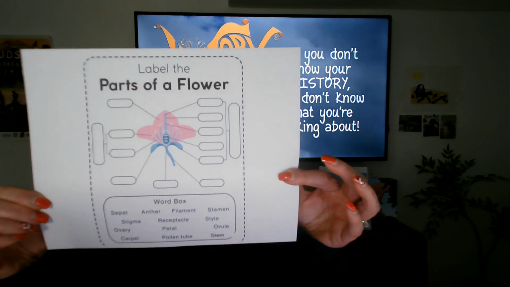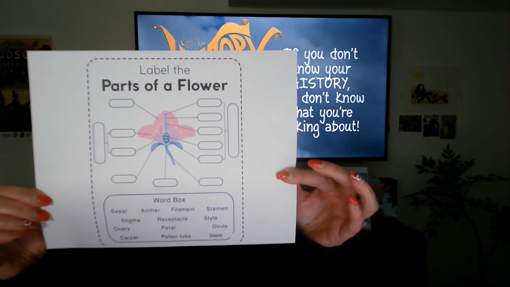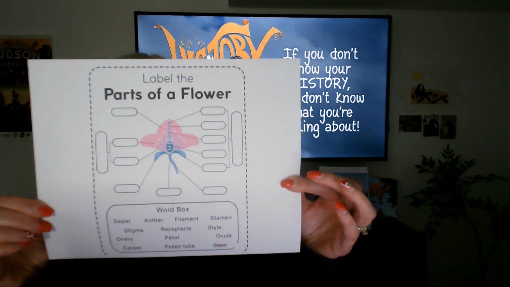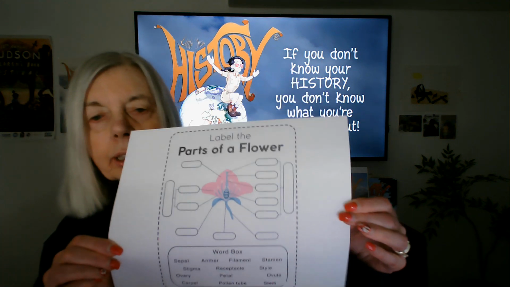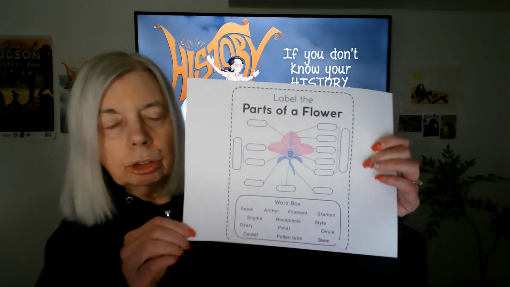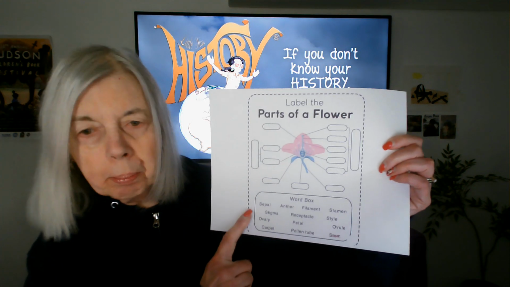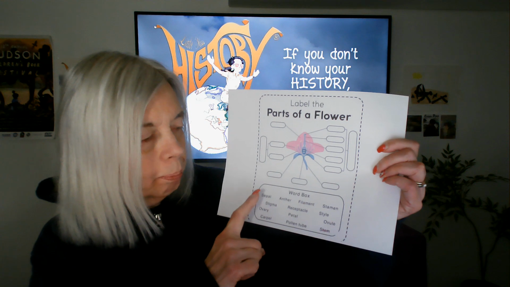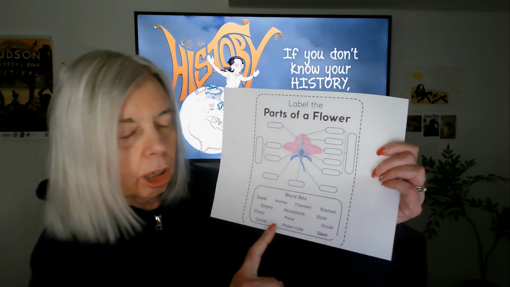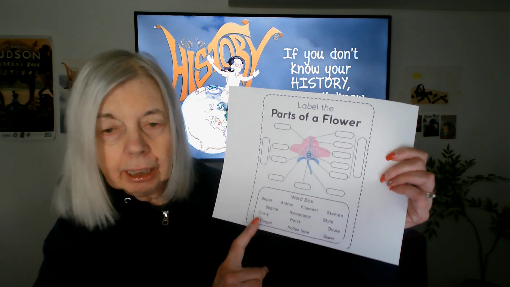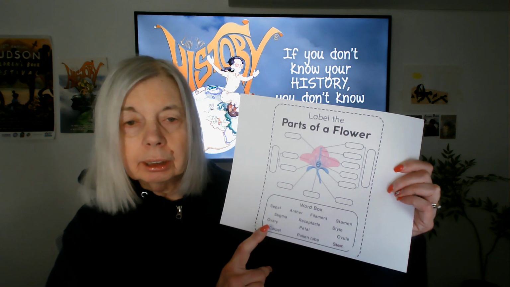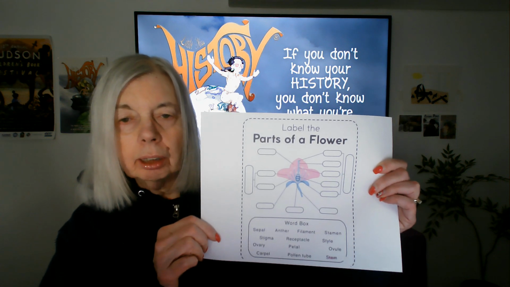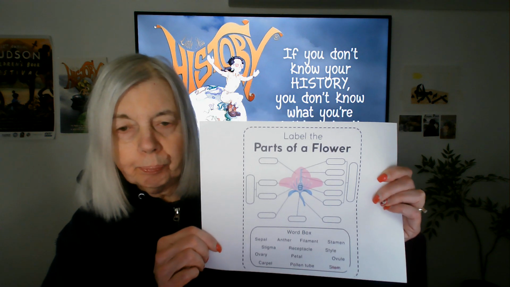Here is the template, parts of a flower, which you will get when you follow the link in the show notes. And the first thing you're going to direct the students to do is to look at the word box. The first mission is to look up the definitions of each of the words in this list. Once the student looks up each definition, the student will write it on the lined paper.